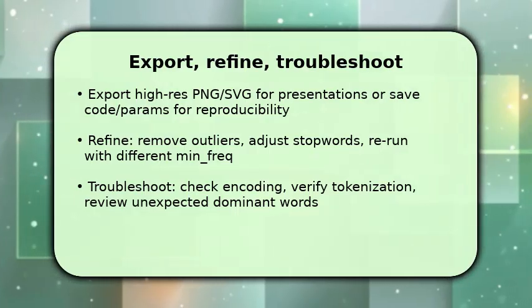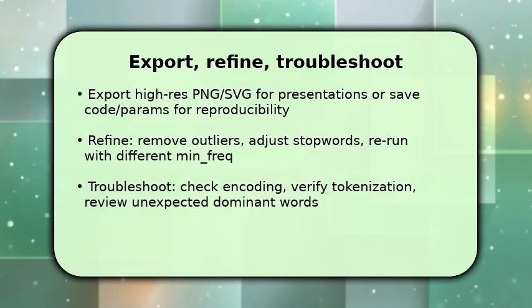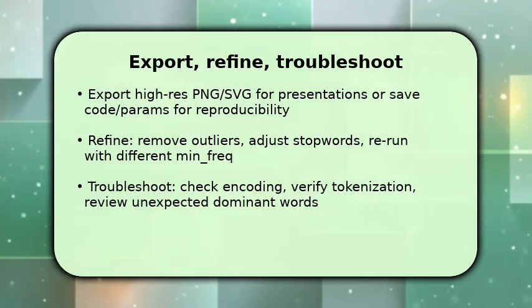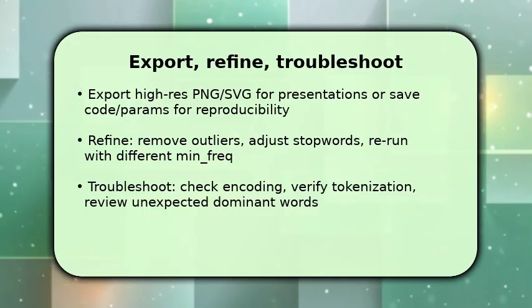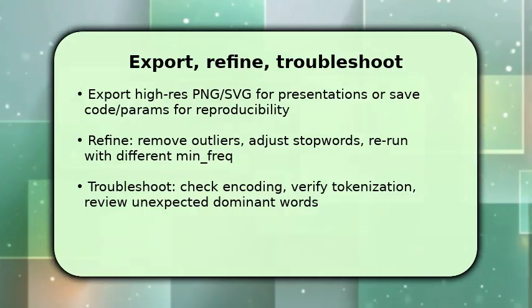If you need edits, remove outlier words or refine the stop word list, then rerun with a different min frequency to rebalance prominence. For reproducibility, save the script or parameters used.